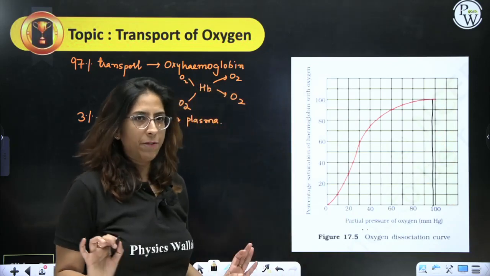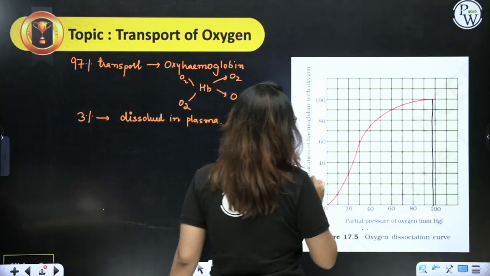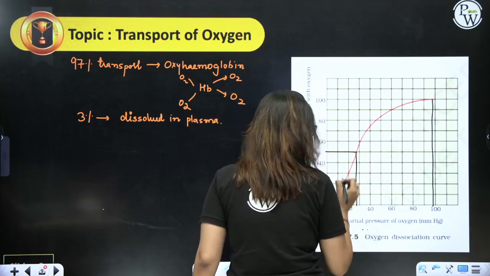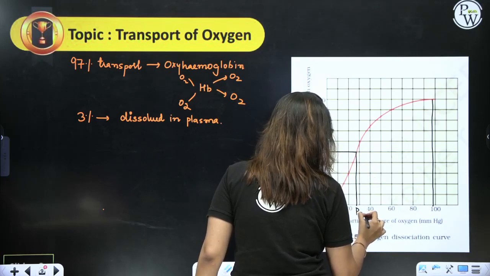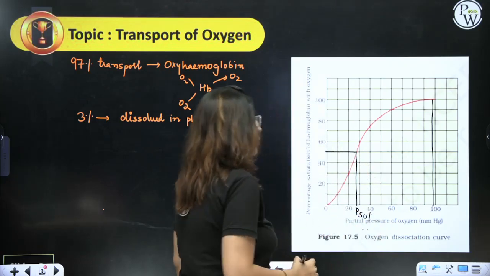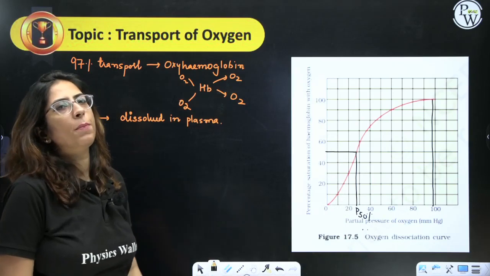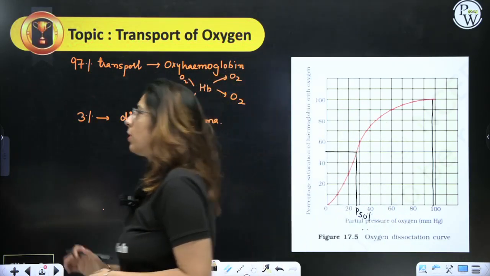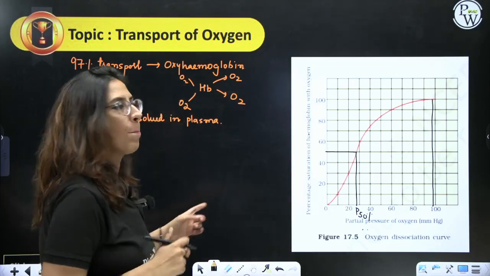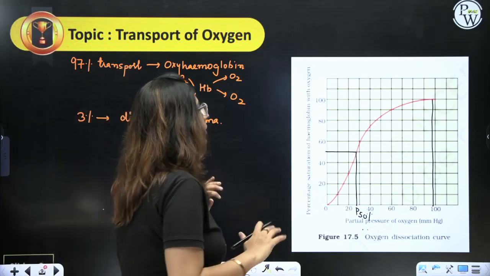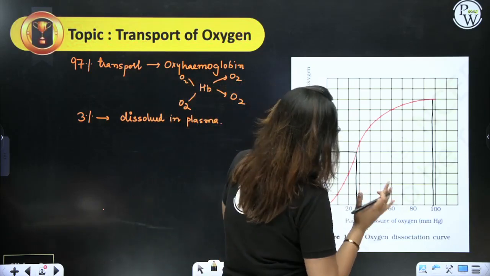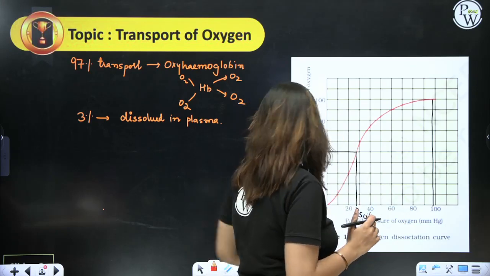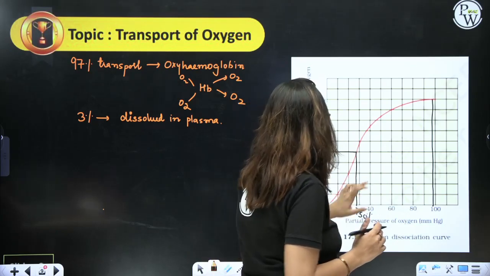Clear? Everybody clear? Now there is one value which is P50. What is this P50 value? The P50 value is the particular partial pressure of oxygen at which 50% of hemoglobin is saturated. That means 2 molecules of oxygen are attached to the hemoglobin. Clear everyone? Now this curve shifts to various positions. This curve shifts to the right and this curve shifts to the left. Let's have a look and let's make this topic also easier for you buddies.